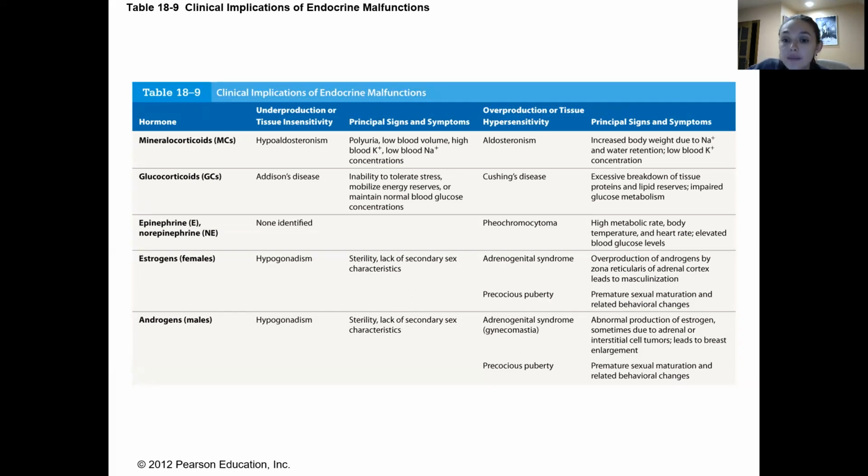Adrenal syndrome in males will have the main symptom of gynecomastia. It is an abnormal production of estrogens, sometimes due to adrenal gland or interstitial cell tumors, which leads to breast enlargement.